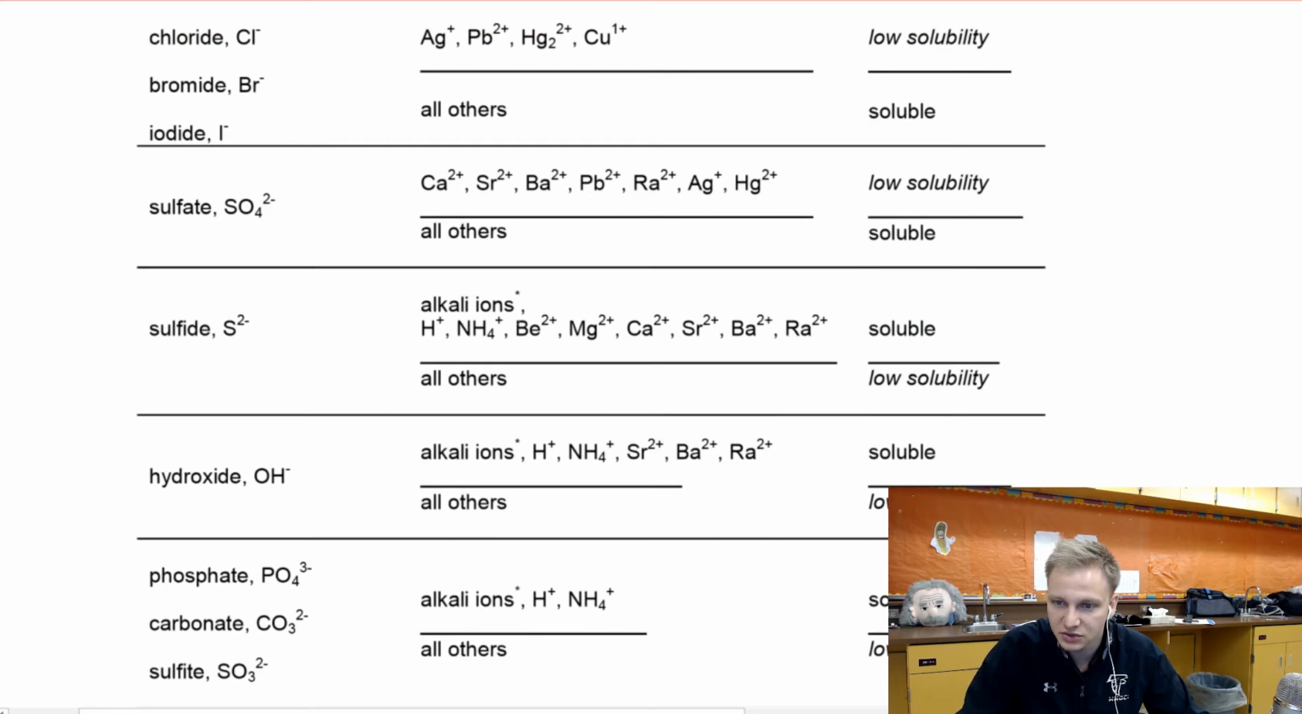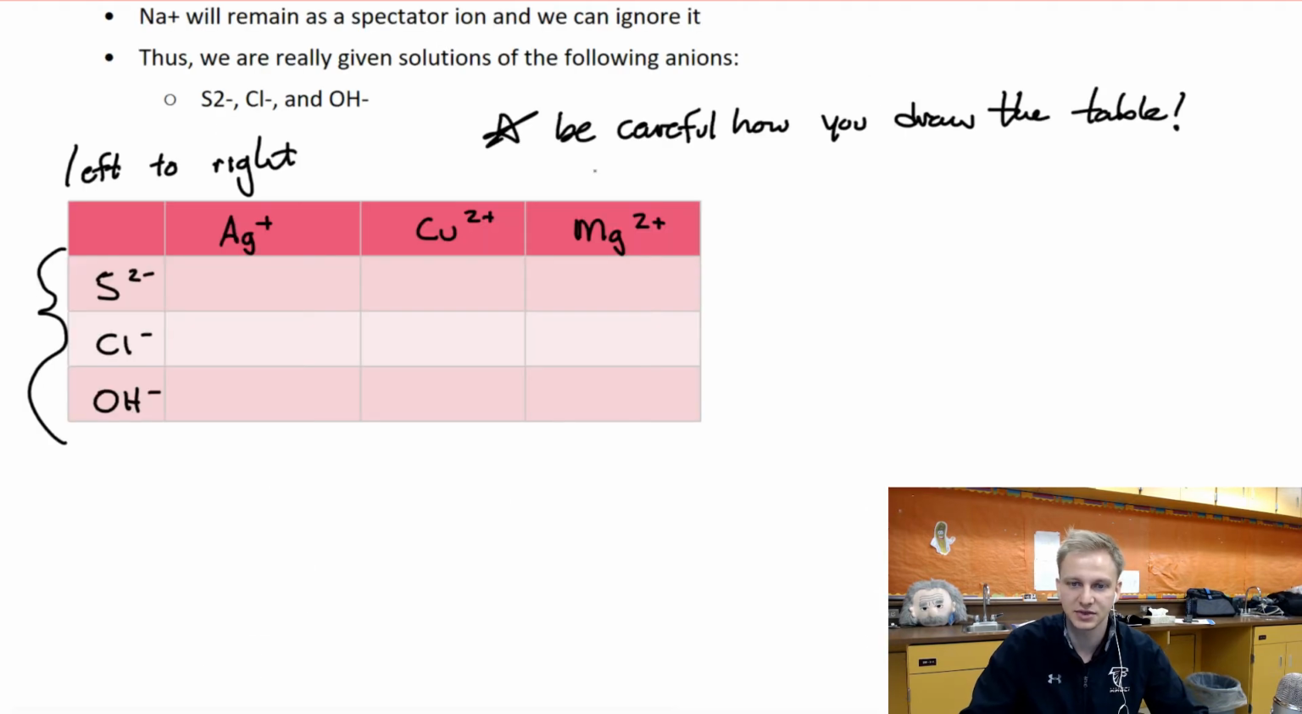AgCu2 plus the magnesium. So what we can see is that this magnesium will be soluble, and it looks like the other two will have low solubility, so we say that those would form a precipitate. So we have PPT for precipitate, and I will write soluble for the magnesium.